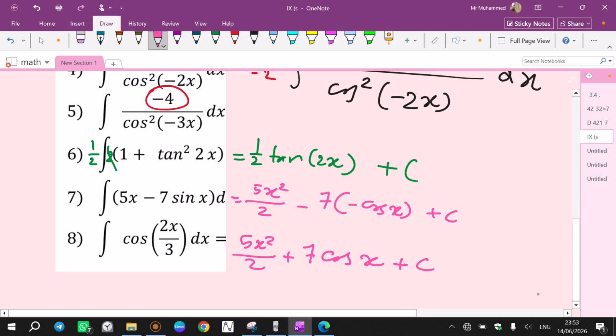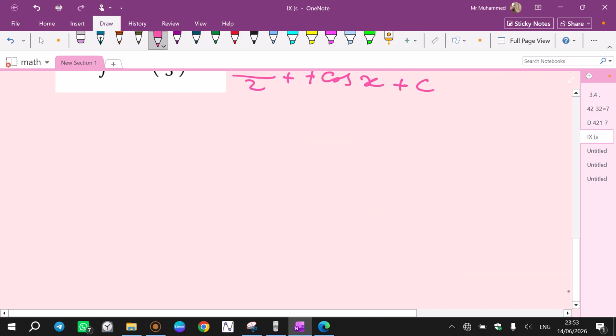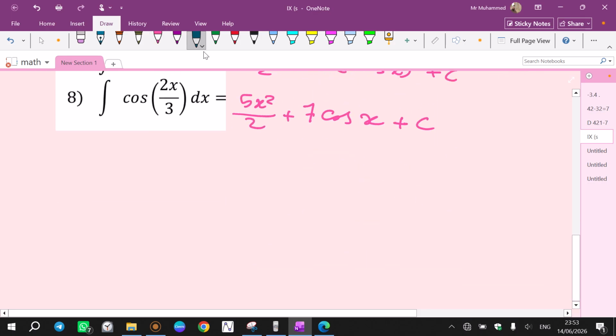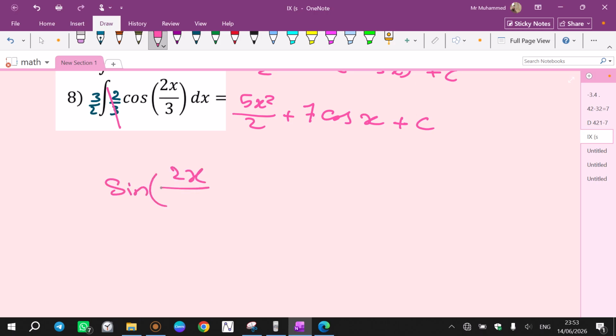And finally question 8. What is the derivative of inside? Derivative of inside is this fraction, 2 over 3. Integral, and I write 2 over 3 here. 3 over 2, which is the reciprocal, I write it outside. Now the derivative part gets cancelled. Cosine will be sine, angle never changes, and the 3 over 2 outside stays there, and it will exist until the final answer. And there's always plus c.